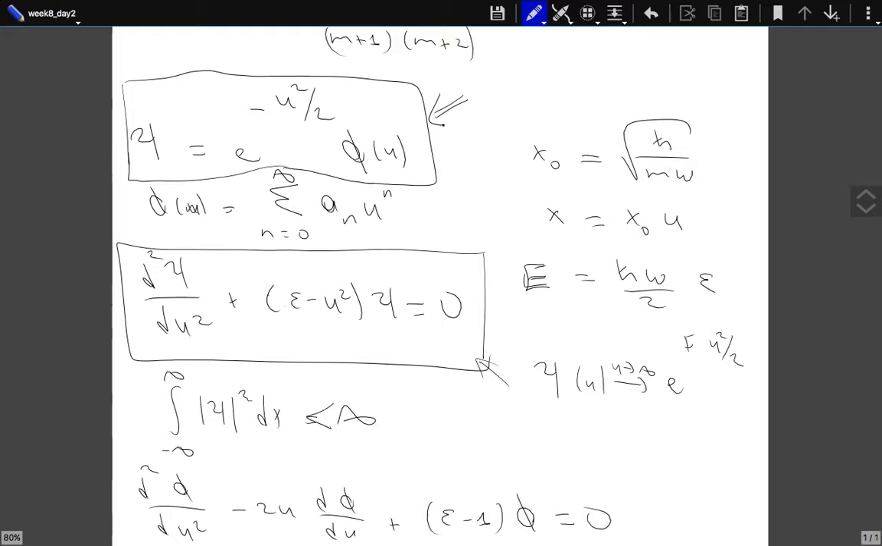It can diverge. There is no problem with phi diverging. But it shouldn't diverge faster than e to the power u squared over 2. That is the criteria. Because if it doesn't diverge faster than e to the power u squared over 2, we have the product of these two functions. One goes to 0 much faster than the other one diverges, so the product will go to 0. In fact, we will see that phi diverges for large u.